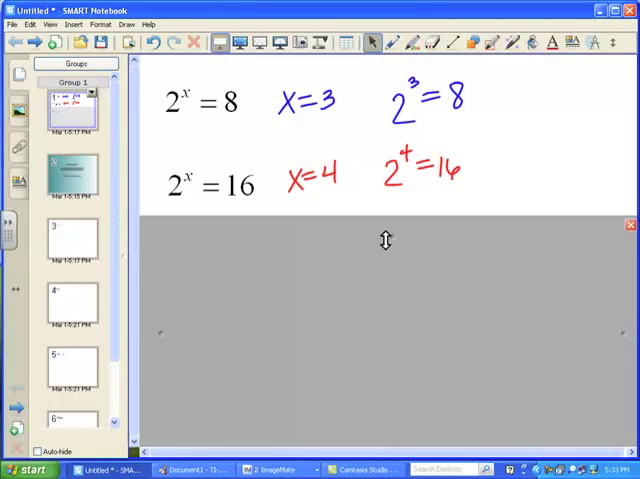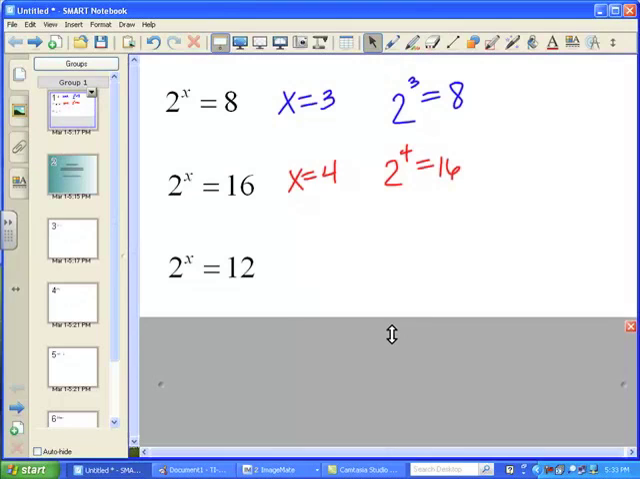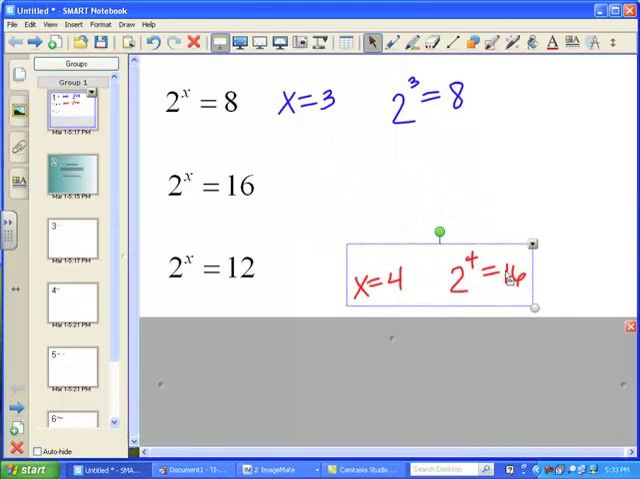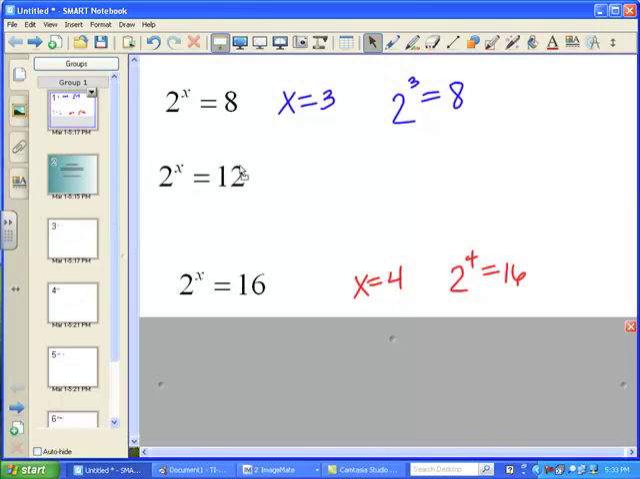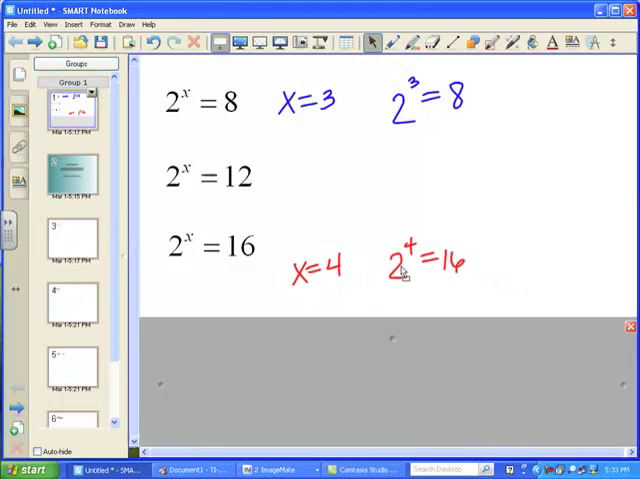Okay, smarty pants. Then this one's got to be easy, right? 2 to the x equals 12. Well, I don't know what x is if 2 to the x equals 12, but maybe I can reason this out. If 2 to the x equals 8, then x is 3. If x is 4, then 2 to the x equals 16. Then 2 to the x equals 12. Why don't we take a guess at what x could be?